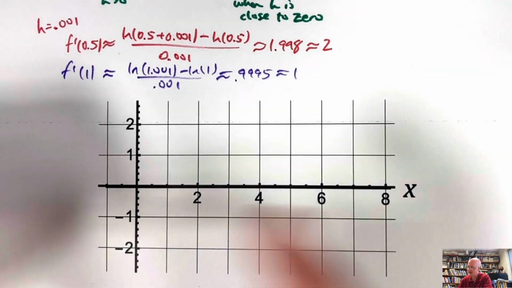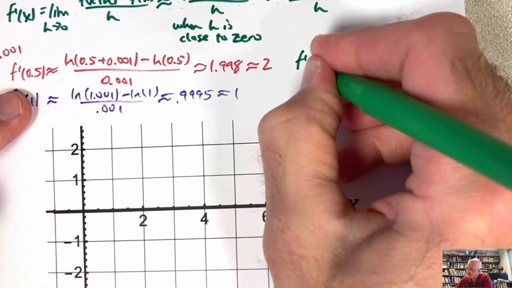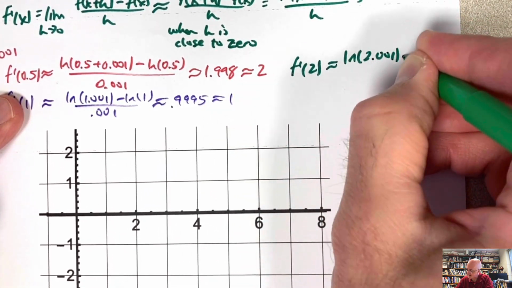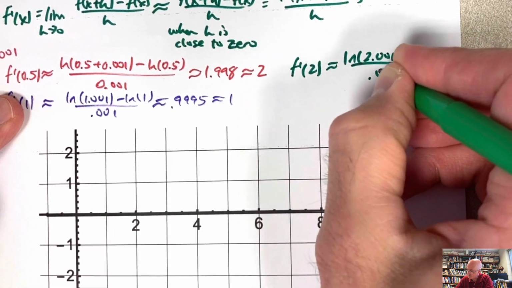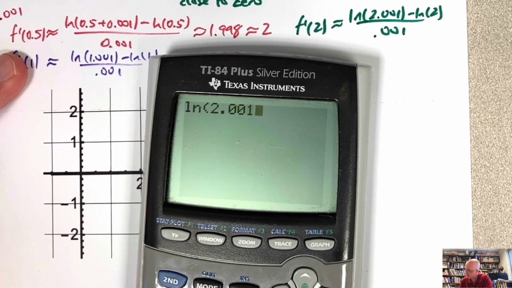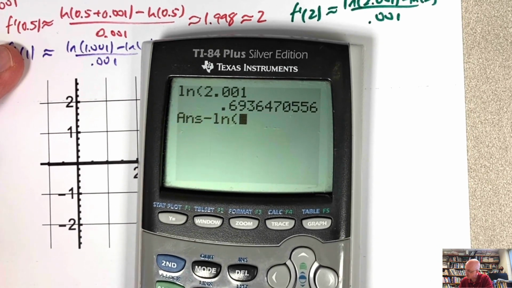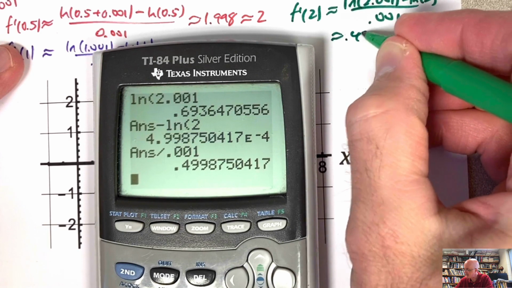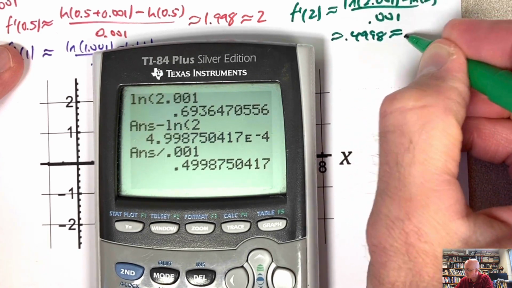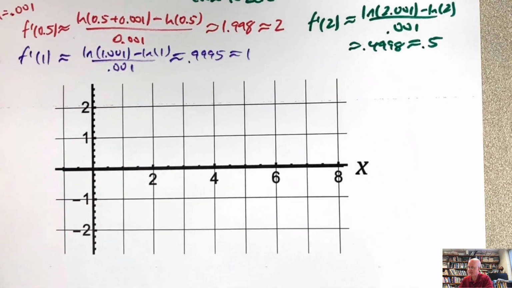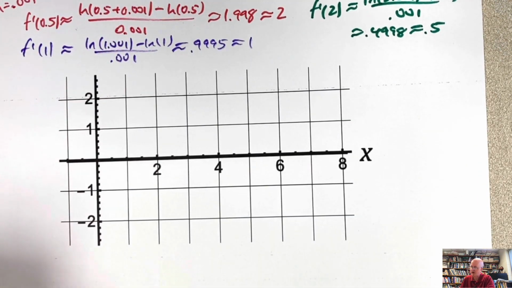And then finally, f prime of 2 is going to be approximately ln of 2.001 minus ln of 2, divided by 0.001. ln of 2.001 is there, minus ln of 2, divide by 0.001. It's close to 0.5. How about that? 0.4998. Very close to 0.5, which is the true derivative value. Exactly 0.5. It does turn out to be that. Okay, so we've approximated those derivatives.